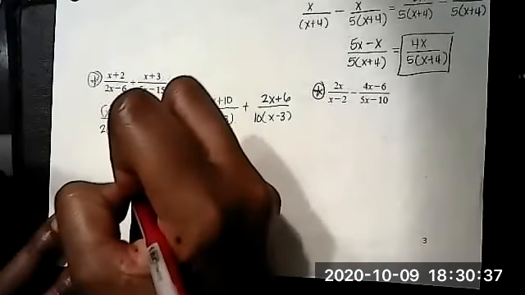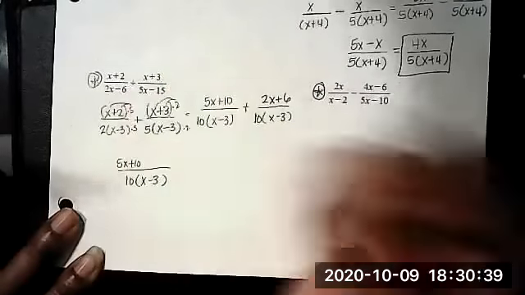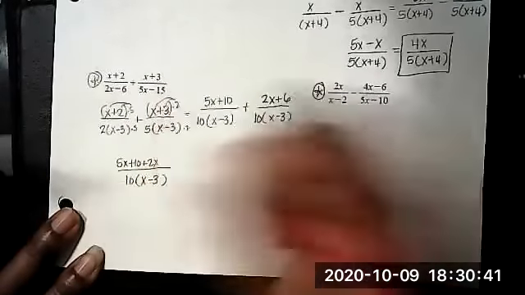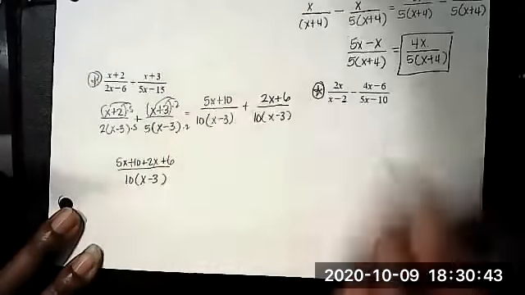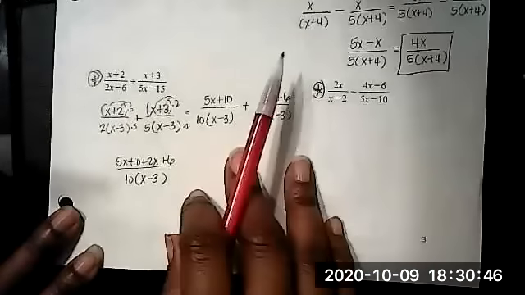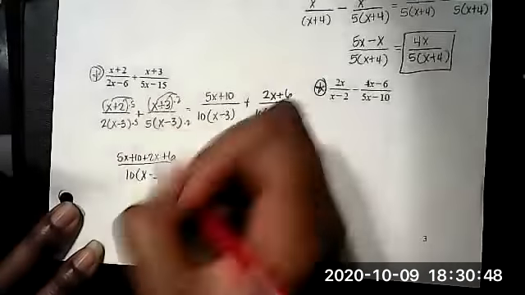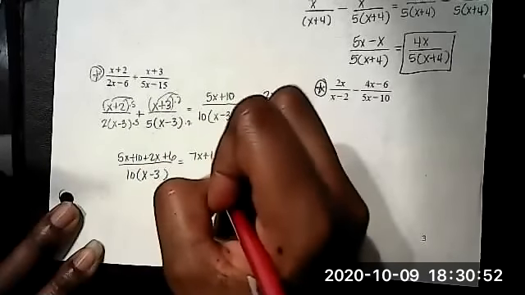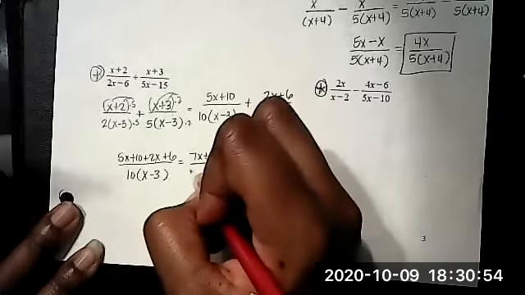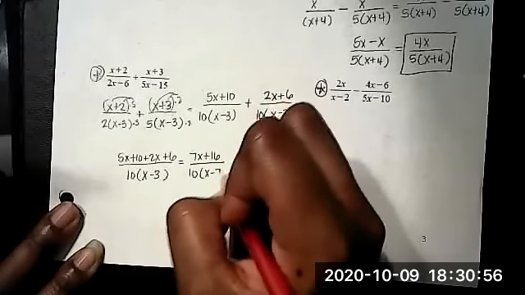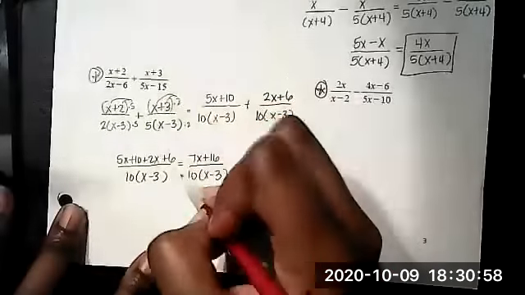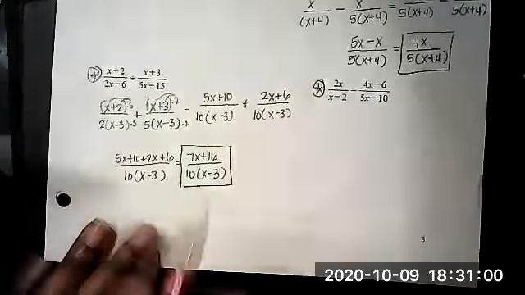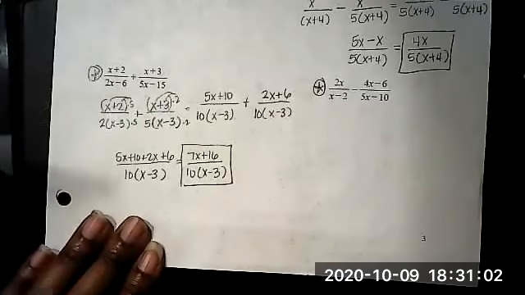Combine those, 5x plus 10 plus 2x. They made it simple for us this time without the subtraction, it's over here. And then combine like terms. So we'll have 5x plus 2x, that's 7x plus 16 over 10 times x minus 3. Can't simplify that. That is your answer, okay, when you combine those two.